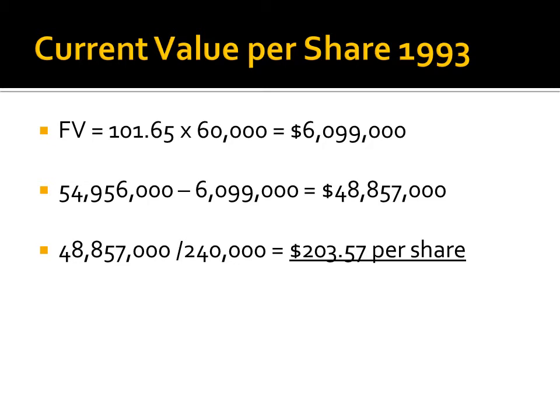Our next task is to find the value per share of our preferred stock outstanding. In order to do this, we must first find the present value of our stocks, which is $101.65. We then multiply that number by the number of shares that would be redeemed at the beginning of 1993, which equaled $6,099,000. That amount was subtracted from the $54,956,000 of stock outstanding to come up with our value of equity in preferred stocks. That number was divided by the number of shares outstanding, 240,000, to give us a value per share of $203.57.